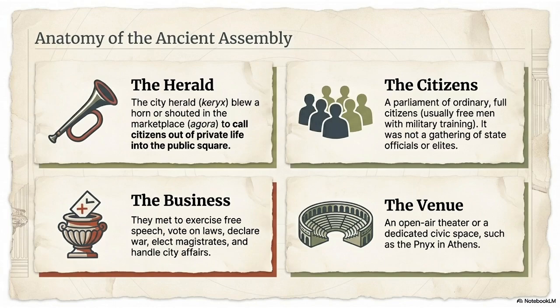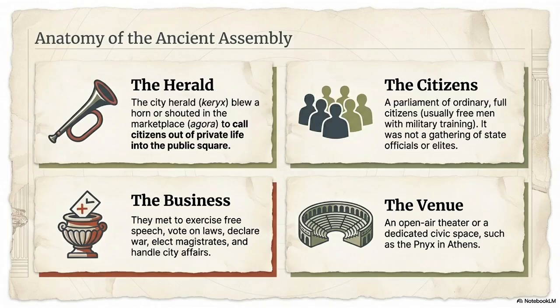But we do need to clarify who was actually getting this Amber Alert. Right, who made up this parliament? It was a gathering of ordinary citizens, but in that historical context, that specifically meant full citizens, usually free men who had completed their military training. So not an inclusive modern democracy by any means. No, very stratified. But the key takeaway is that it did not refer to appointed officials or kings or a small council of elites. It was the broader citizenry.